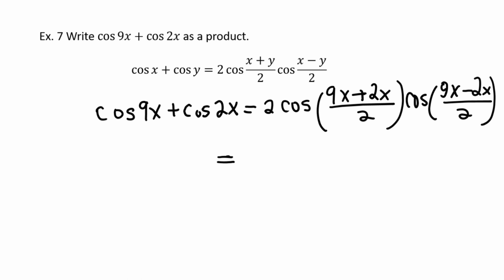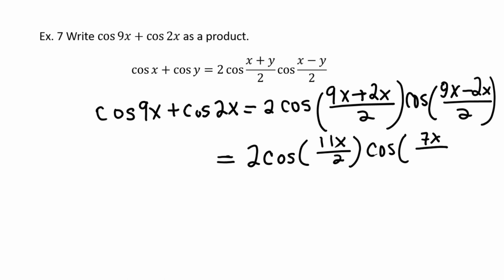So the best that we can do is to write this as 2 times the cosine of 9x plus 2x is 11x divided by 2, times the cosine of 9x minus 2x is 7x divided by 2.